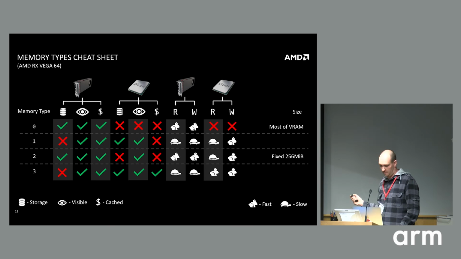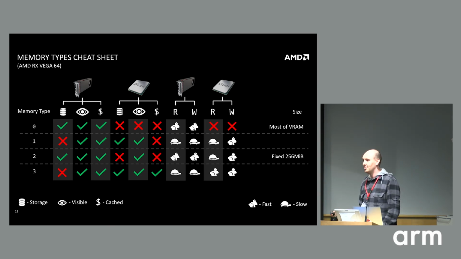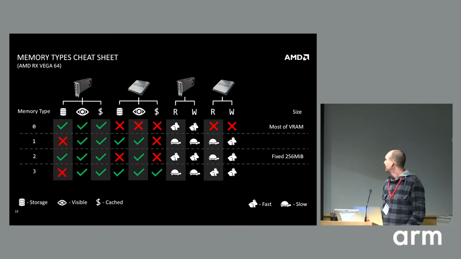Okay, so type 1. We can see it's not in GPU memory, it's in CPU memory. It's visible and cached by the GPU, as all of them are, so I'm going to stop saying that now. It's also visible by the CPU, but not cached. Because accesses are going over the PCIe bus, they're not going to be as nippy as stuff in VRAM. So we've got a couple of tortoises down here, and obviously not as fast.